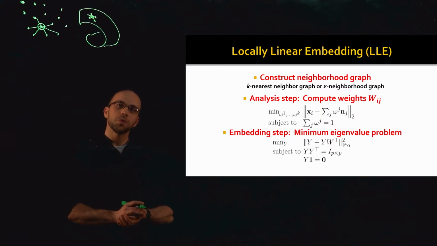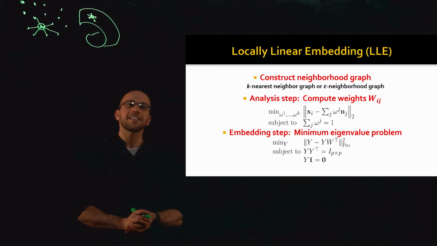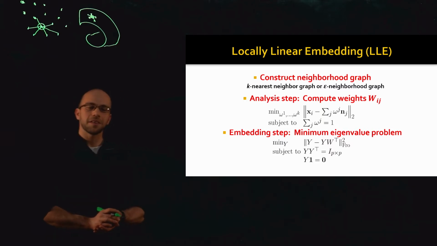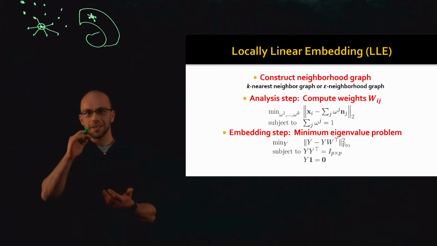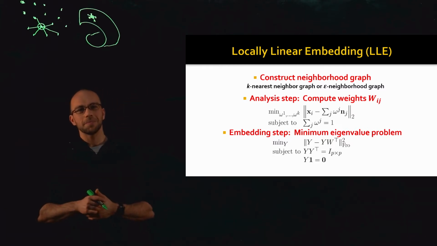Now we have two key numerical things that we do. The first one is called an analysis step, where we compute weights w_ij so that we take every vertex and write it as a weighted average of some nearby neighbors in the k-nearest neighbor graph by solving a least squares problem.